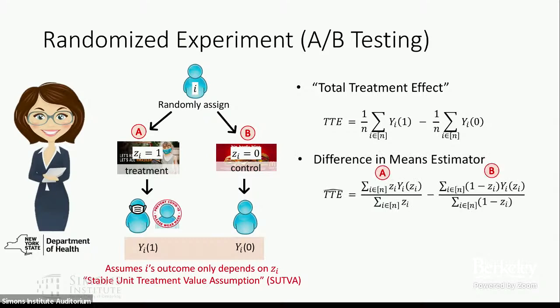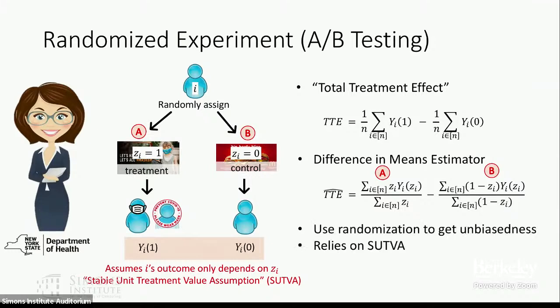And a simple, natural thing to do is to compute a difference in means estimator, where after I do this randomized experiment, I compute the average outcome amongst all individuals that were assigned to treatment minus the average outcome of all individuals that were assigned to control. And randomization is important to get unbiasedness and to break any confounding effects, because you're truly running a randomized experiment, so you know that there's no relationship between how an individual was assigned and their outcome. But this critically relies on this SUTVA assumption, the stable unit treatment value assumption.